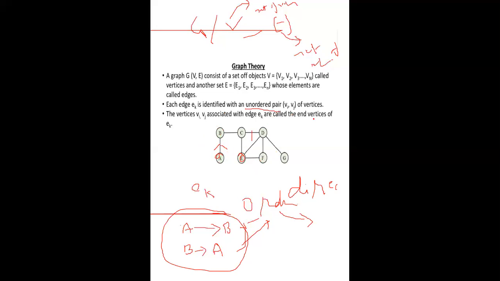And what is an edge? Any edge is associated with two vertices. For example, A to B. A and B both are vertices and AB is the edge. So an edge always ends with two vertices. For example, in the case A to B, A to B is the edge where A and B are two vertices.